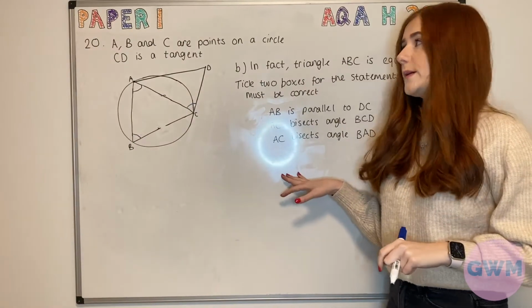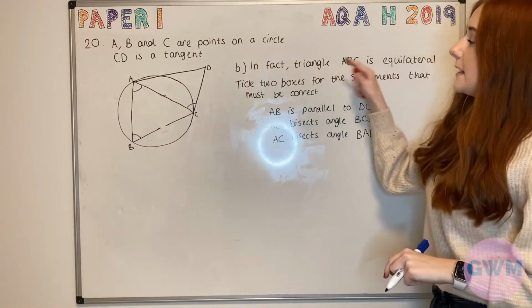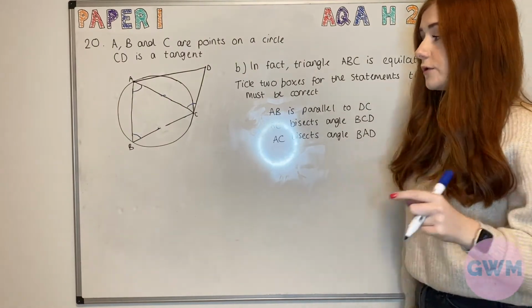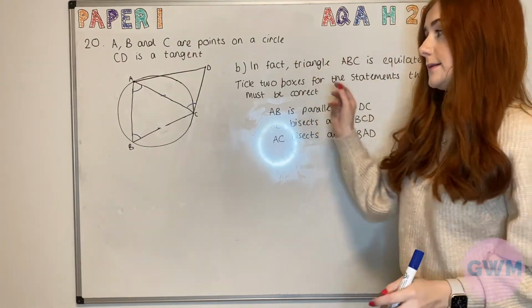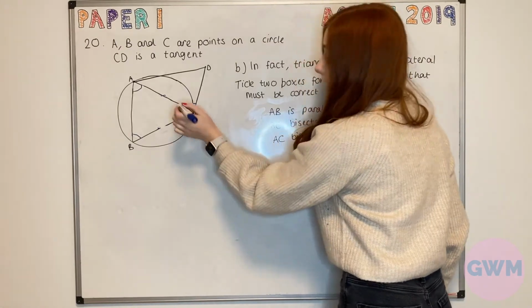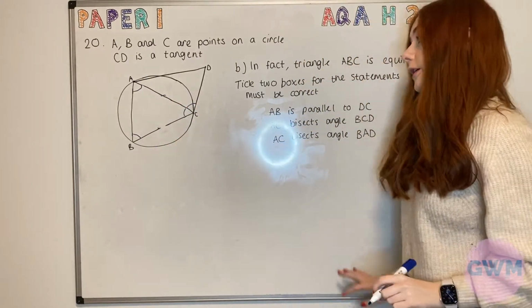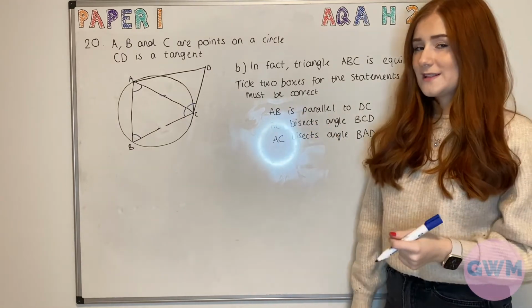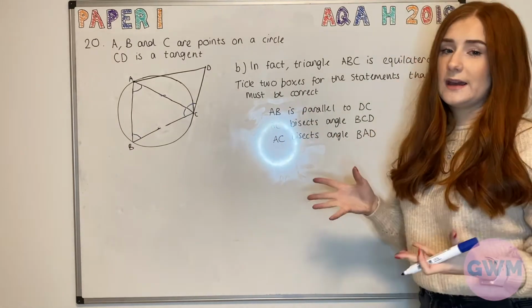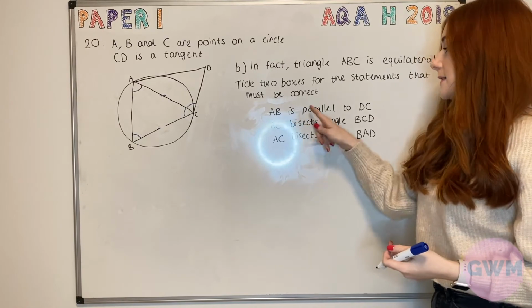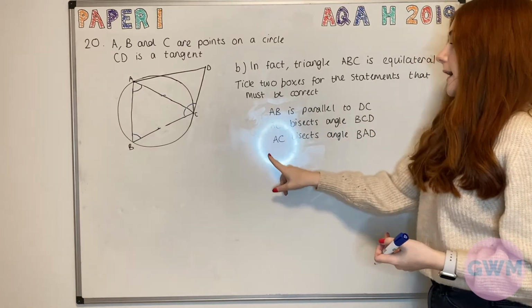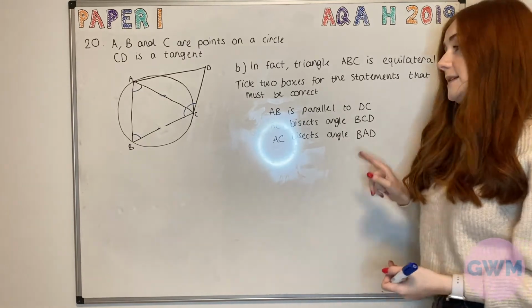Okay, the last part for question 20b says that in fact, triangle ABC is actually an equilateral. So equilateral, that means that all angles are the same. So this angle here is the same as the other angles that we labelled earlier. Tick 2 boxes for the statements that must be correct. Obviously yours will have boxes, mine don't, but you get the idea. AB is parallel to DC, AC bisects angle BCD, and AC bisects angle BAD.